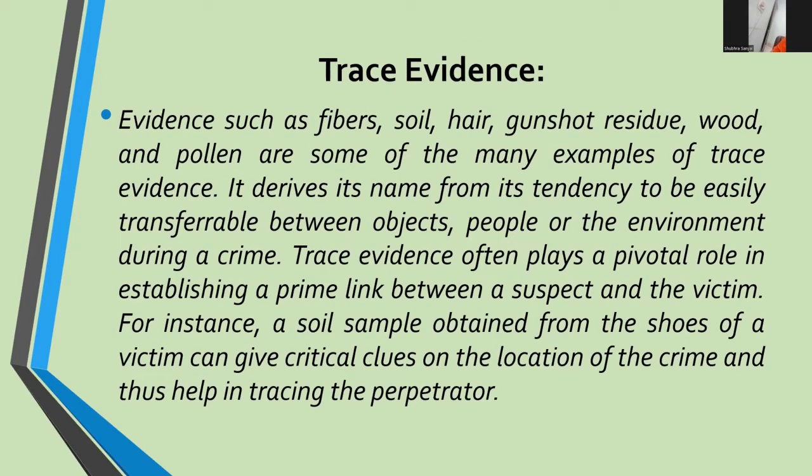Next is trace evidence. Evidence such as fibers, soil, hair, gunshot residue, wood, and pollen are some of many examples of trace evidence. It derives its name from its tendency to be easily transferable between objects, people, or the environment during a crime. Trace evidence often plays a pivotal role in establishing a prime link between a suspect and the victim. For instance, a sample obtained from the shoes of a victim can give critical clues on the location of the crime and thus help in tracing the perpetrator.